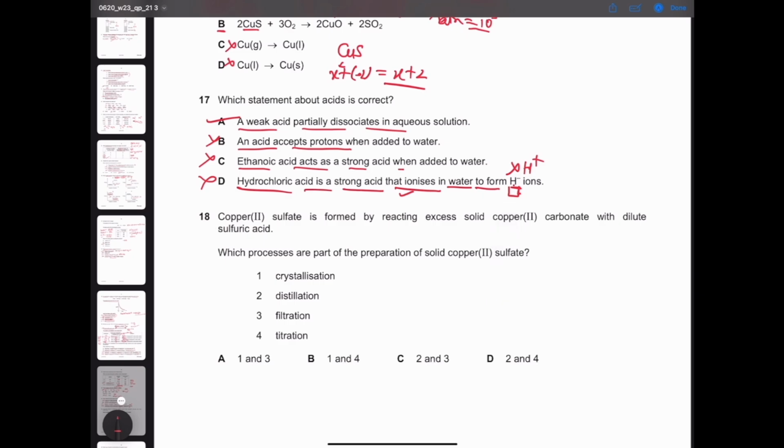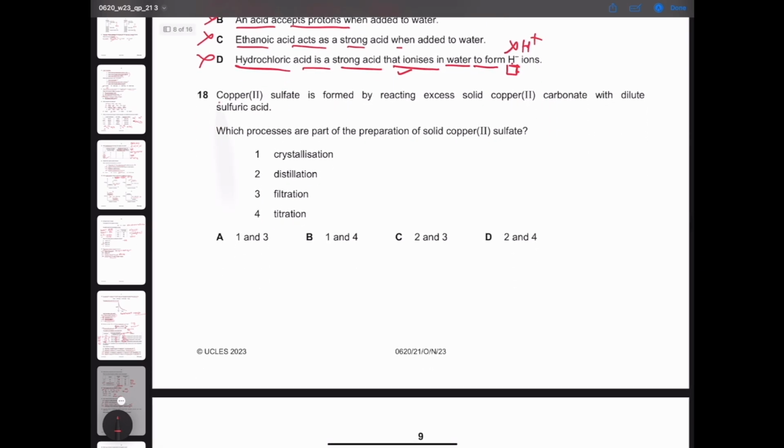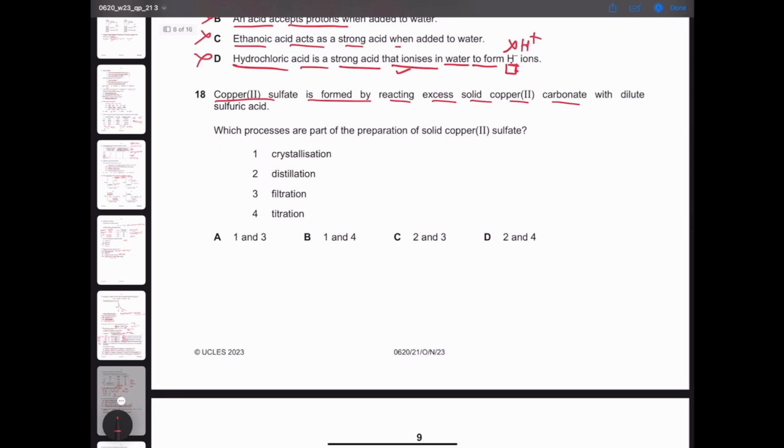Now, copper sulfate is formed by reacting excess solid copper carbonate with dilute sulfuric acid. Which processes are part of preparation of solid copper sulfate? So we are preparing a soluble salt here. This is the excess method. Alright, now crystallization is done in the soluble salts. That is true. Then filtration is also done because you're using excess solid copper carbonate. See, the remaining excess needs to be filtered out, right? So 1 and 3, A should be the answer.